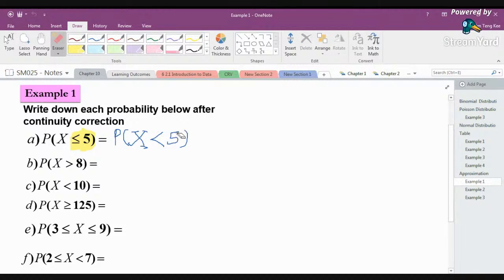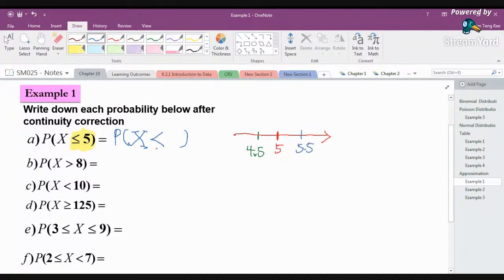Sorry, I made a mistake here. The 5 should not be inserted yet. I should insert the sign first, less than. Okay, now, I need to include 5 in this less than symbol here. And how can I get the answer? So, use a number line and mark down the 5 here. And we know continuity correction is either we consider 4.5 or we consider 5.5.